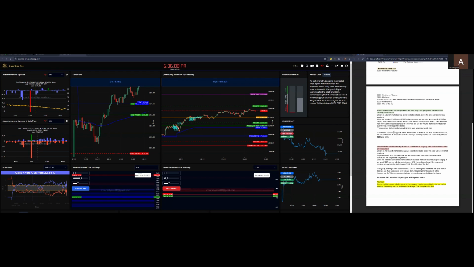If the market starts the day going down and bounces on 52.40 or has a failed breakout on 52.35, we can understand this as a rejection on 52.40, making it a stronger support, and start trading towards 52.50 and 52.60.